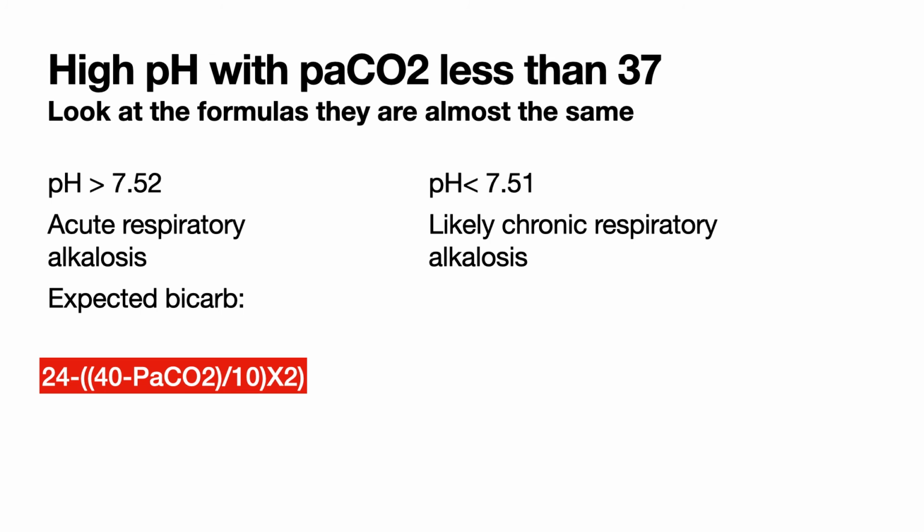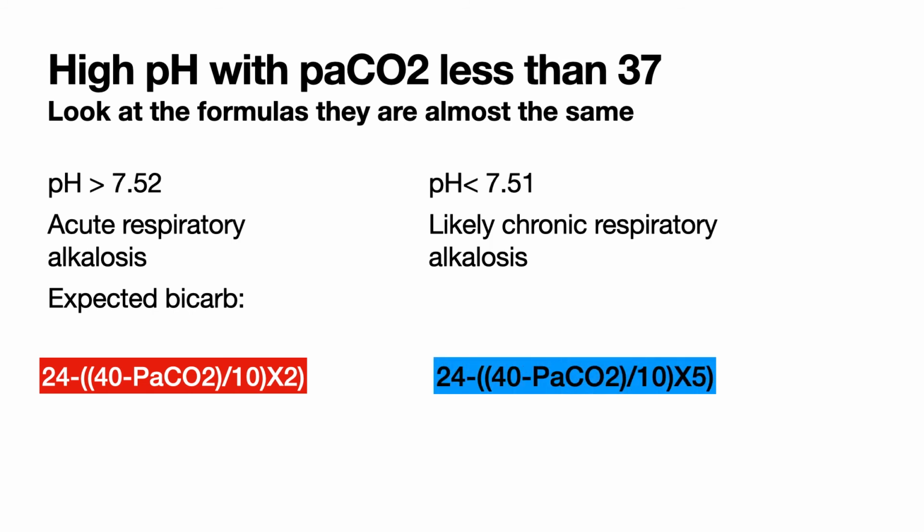But if you just leave it like that and you just put a positive in your calculator, divided by 10 times 2, this is going to be the acute compensation. And then the chronic compensation is times 5, and it's not very different from the prior formula.